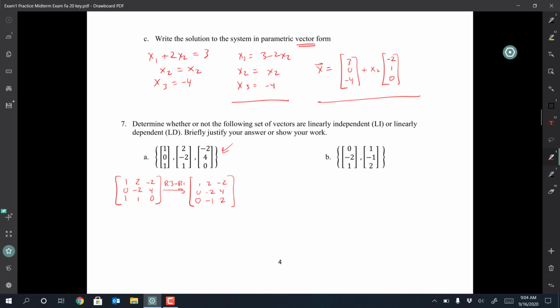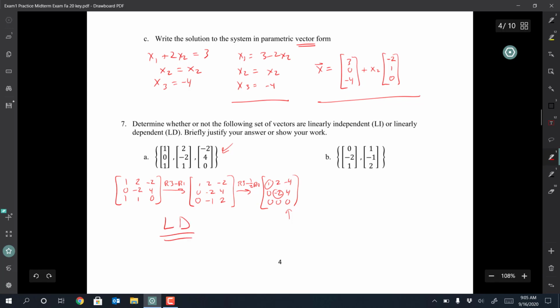From here I can see that row 3 minus 1/2 row 2 is going to give me a row of all zeros. So if I wrote that out, I would have 0, 0, 0 here. And what I see is that I'm in REF form. I have a pivot here, I have a pivot here. I don't have a pivot in the third column. That means that the vectors are linearly dependent.